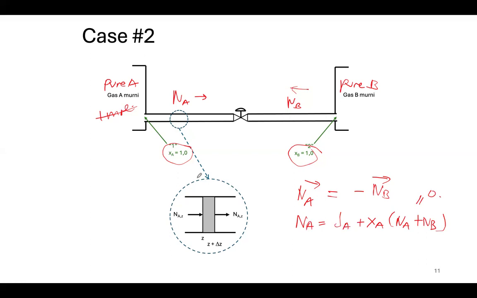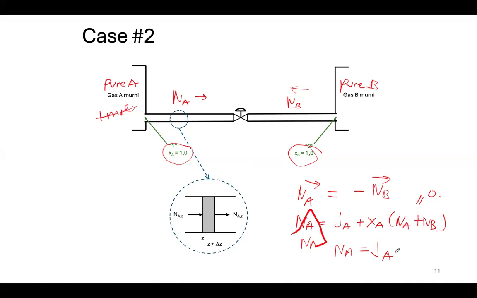So for this case, if you have NA and NB together kind of counteracting, what happens is you will just delay the effect of velocity, and then your NA now becomes JA.